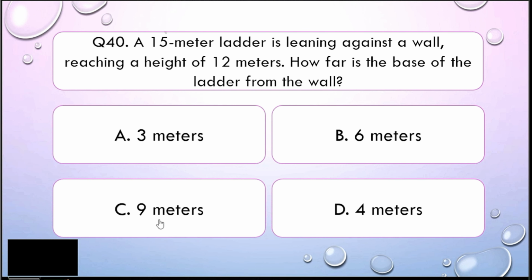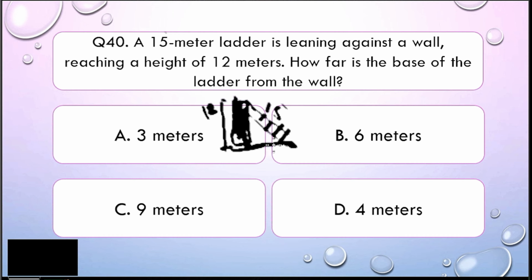Alright, math learners, you can answer this problem if you can picture out the problem itself. So let me just show you that. A 15-meter ladder is leaning against the wall. So, if this is the wall, let's consider that this is a wall. And then the ladder is leaning. So this is 15, right? It's leaning against the wall and reaches the height of 12 meters. Now the question is, how far is the base of the ladder from the wall? So what is this distance?